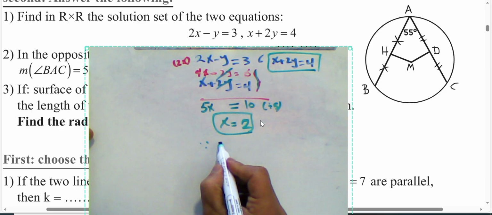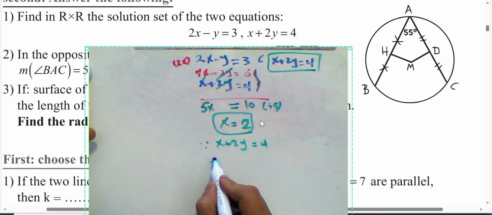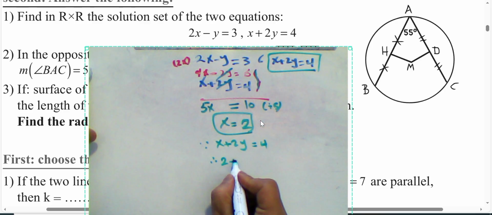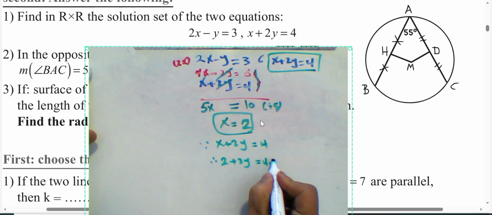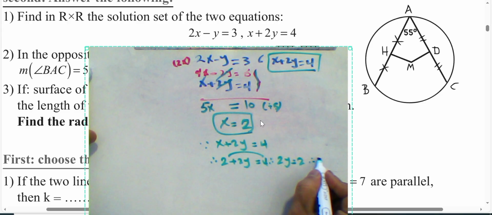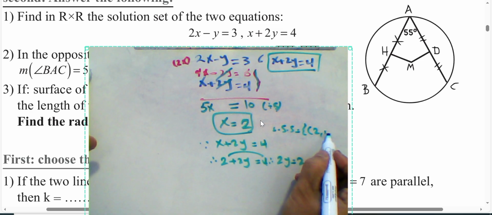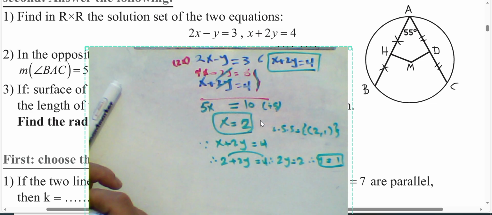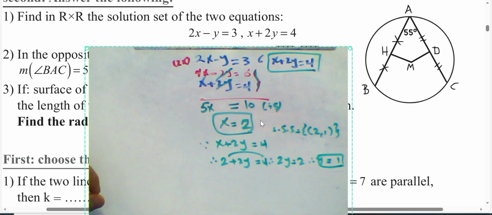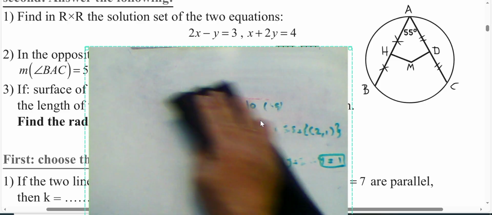In this equation, x plus 2y equal 4, we can put the value of x equal to 2, then 2 plus 2y equal 4, move 2 here, then 2y equal 4 minus 2 equal 2, we can divide it by 2 to find the value of y. Y will be 1. In the solution set, it will be 2 and 1. Understood? Next equation.